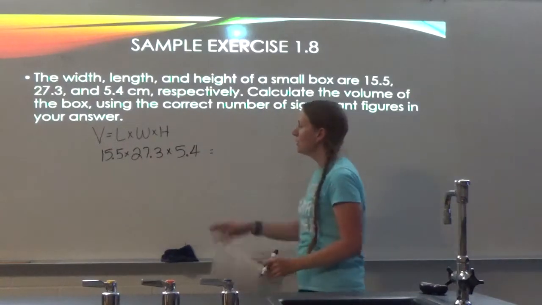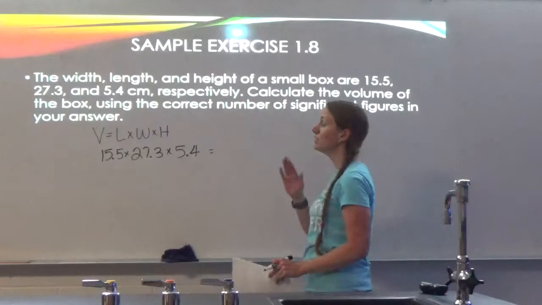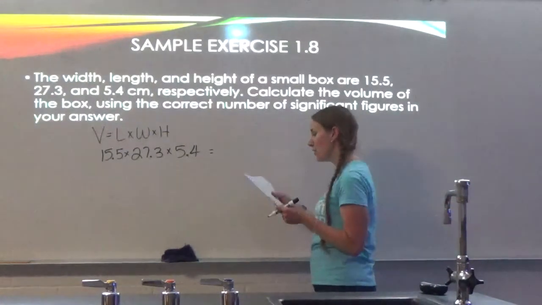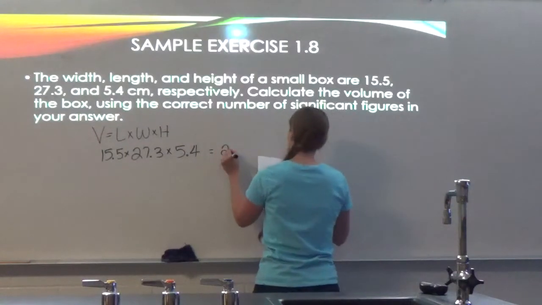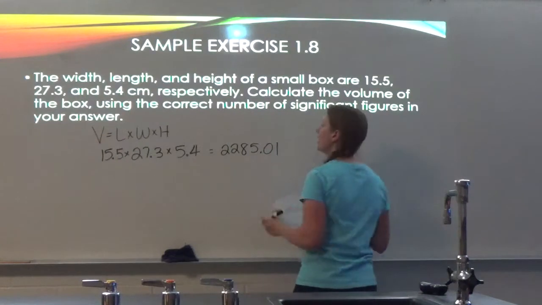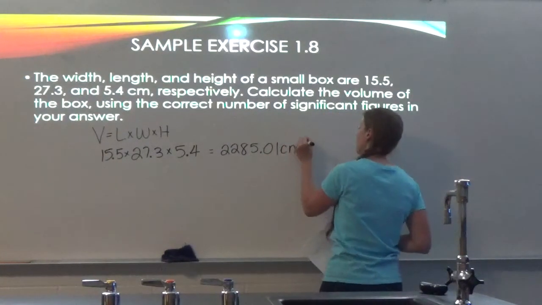Okay, and I left out the units on here just because I'm trying to make you look at the numbers only, but we do need to make sure to know they're all centimeters. So once we multiply those, I got 2,285.01, and then what's our unit? Well, centimeters times centimeters times centimeters is centimeters cubed.